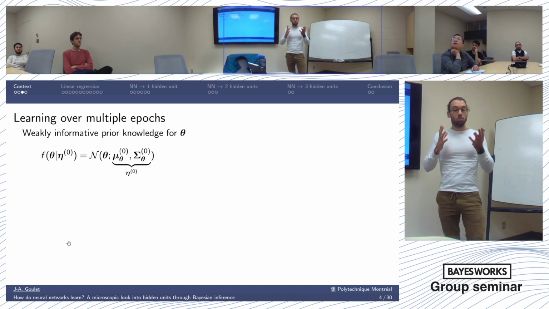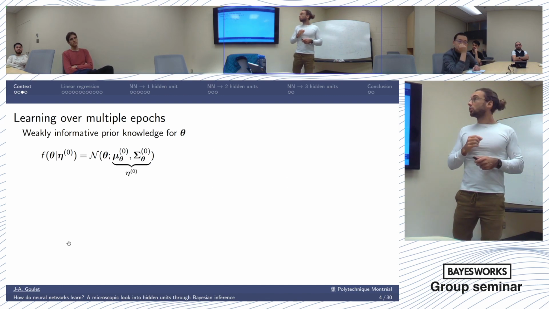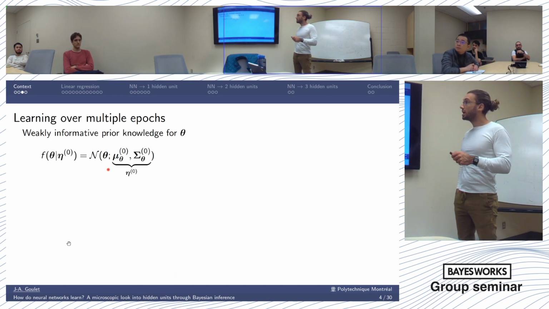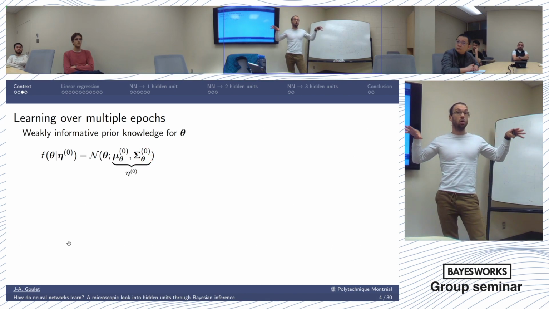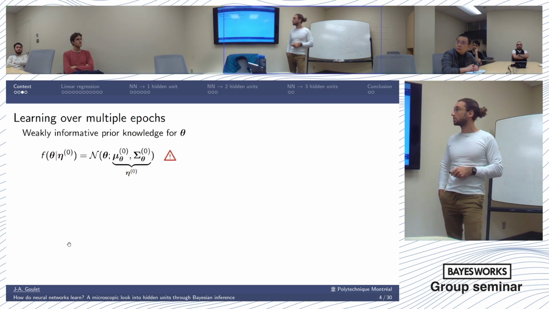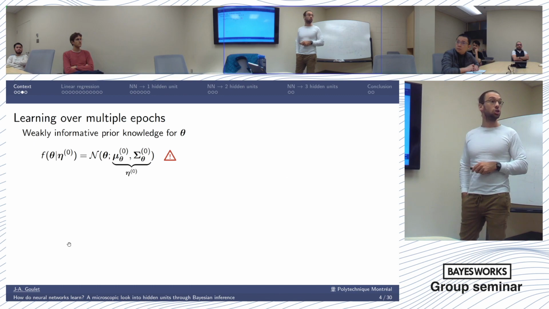So if we look a little more closely at why we need to learn over multiple epochs, it's because at the beginning we have a very weakly informative prior to define the mean vector for our parameters, weights and biases, as well as the covariance matrix, which represents the uncertainty around each of those parameter values. We're going to call this eta, or hyperparameters, so either the mean or covariance. And this is the issue, okay?